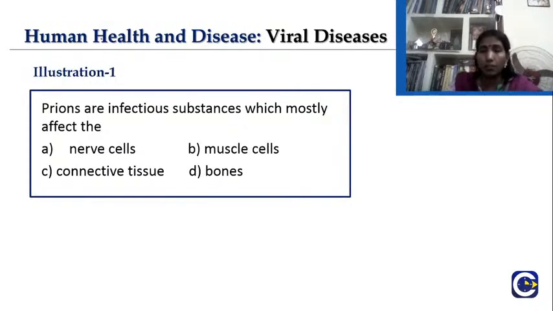Yes, students, please put the answers in the chat. I am waiting. The question is repeated. Prions are infectious substances which mostly affect the nerve cells, muscle cells, connective tissue, bones. What is the answer? Nidarshana, Revati, come on. Anandita. What are the answers? Please put it in the chat.